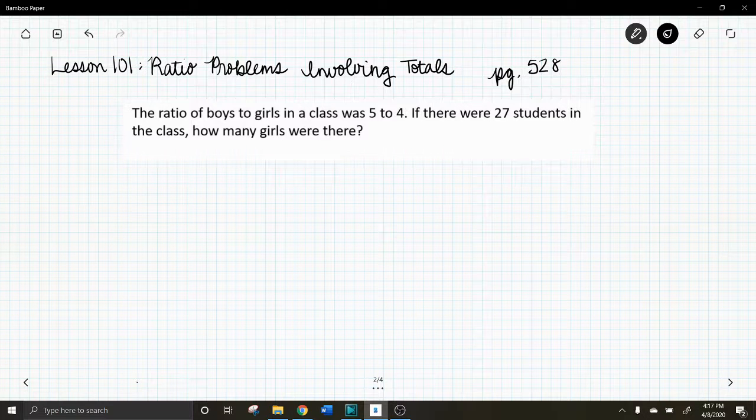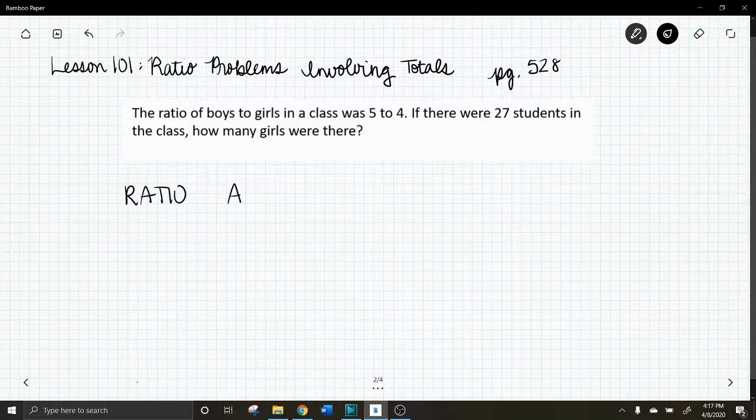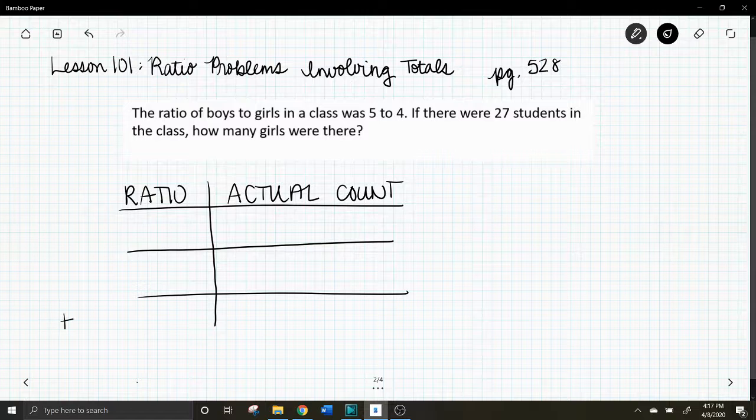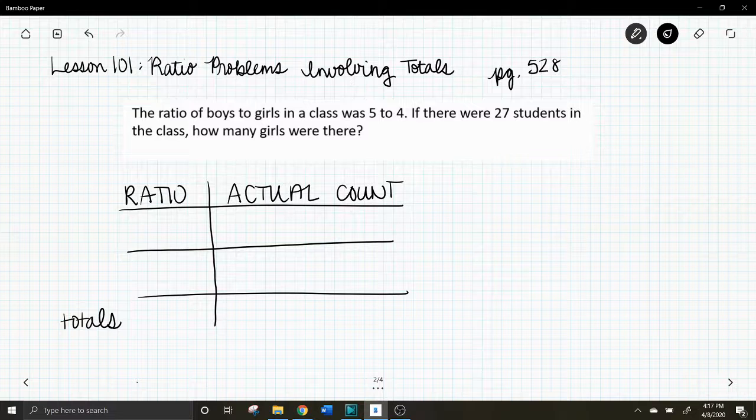This example here in the beginning, so the ratio of boys to girls in a class was 5 to 4. If there were 27 students in the class, how many girls were there? So what you want to do, your first step is to make your ratio box. So on one side you'll have ratio, on the other side you'll have the actual count. And if you remember, we've actually done this before. We did this a few lessons back, and we really only ever had 2 rows, but now we're going to work with 3 rows because we are including totals. So this is sort of the generic ratio box that you can use for ratio problems involving totals.